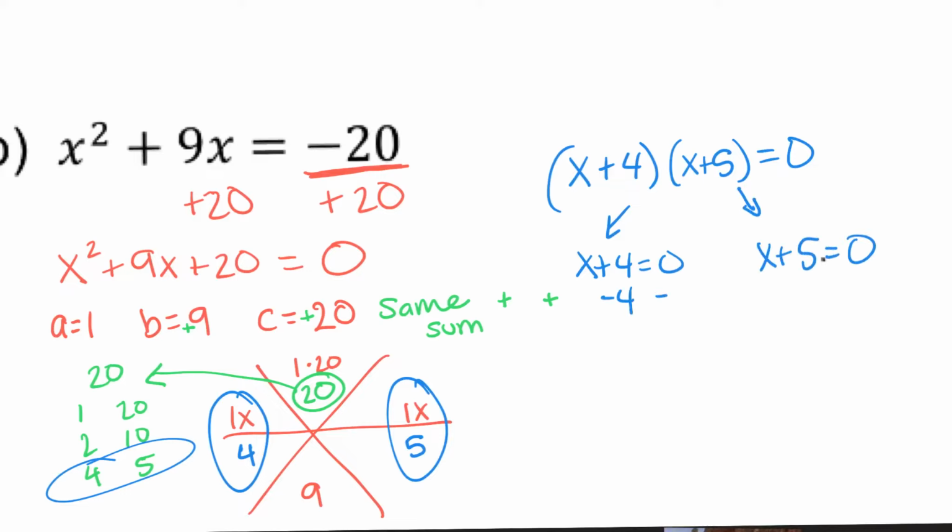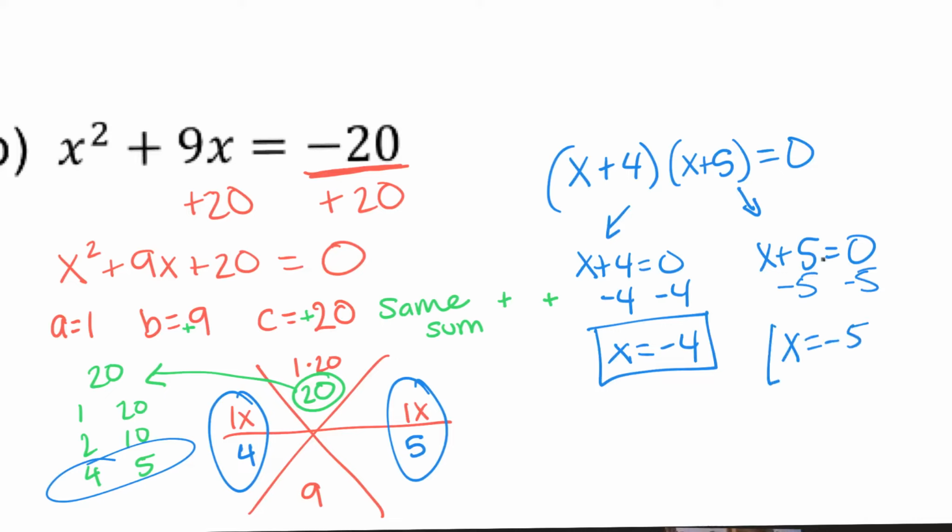We'll subtract 4 over here. We get x equals -4. And we'll subtract 5 over here. And we get x equals -5. So the parabola has solutions, or zeros, at -4 and -5. Now it is your turn to try it.